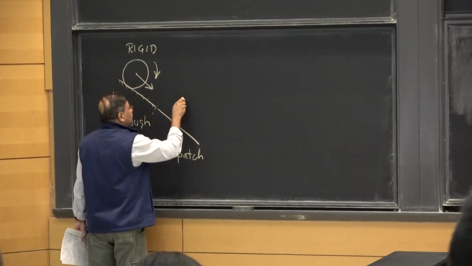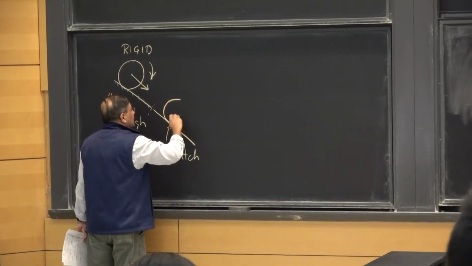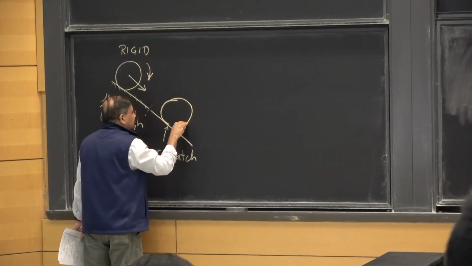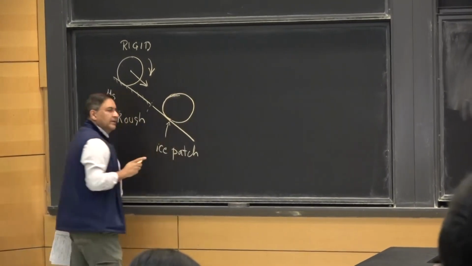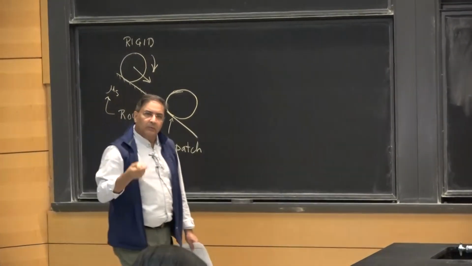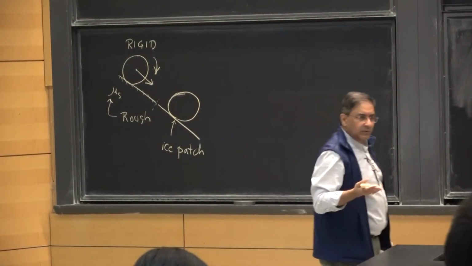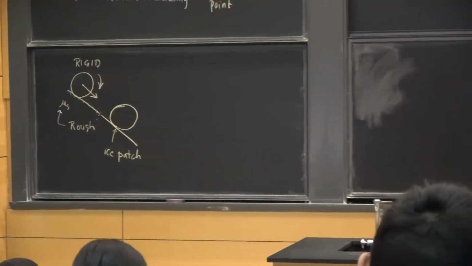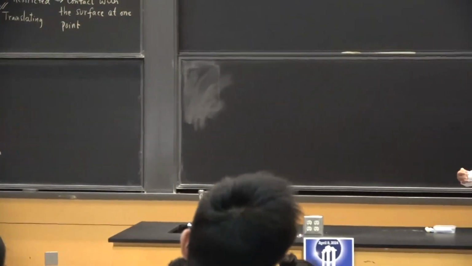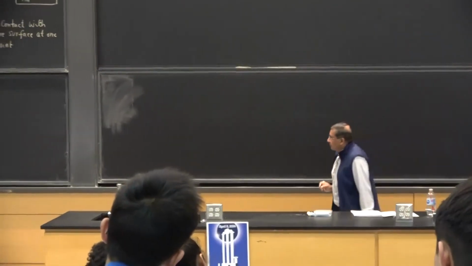So over here, something interesting happens. Now what is the interesting thing that happens? Over here, the ball will continue to slide forward. The ball will not stop, right? Because it's icy. So we all know that if you are moving along and you hit an ice patch, you'll continue to move along. There's no problem there.